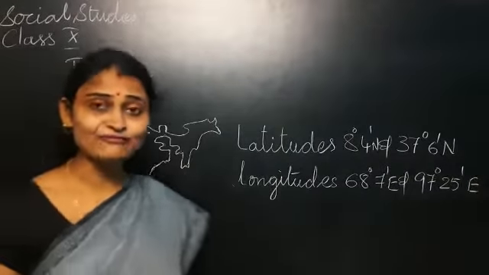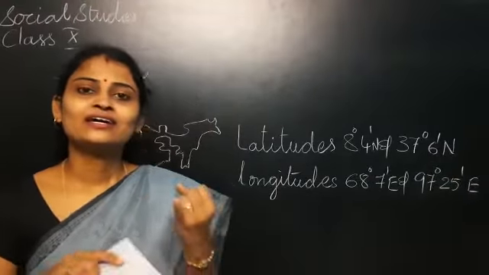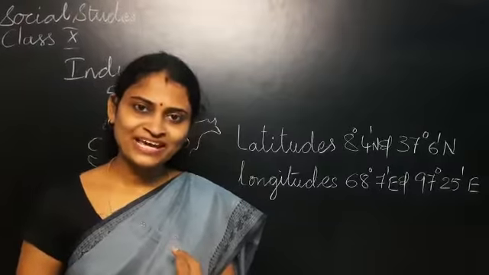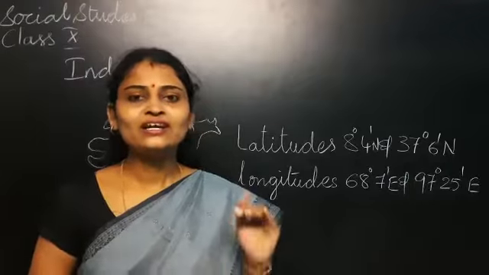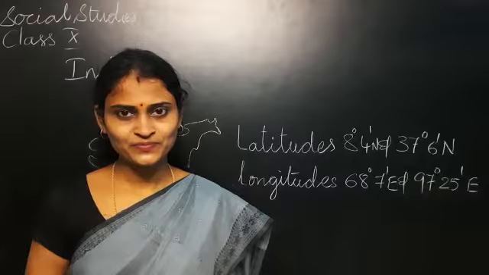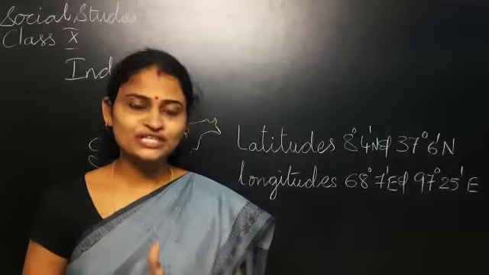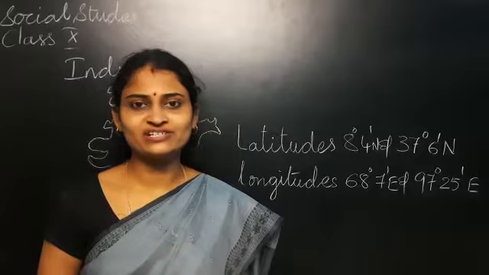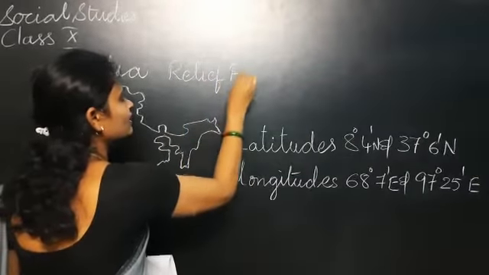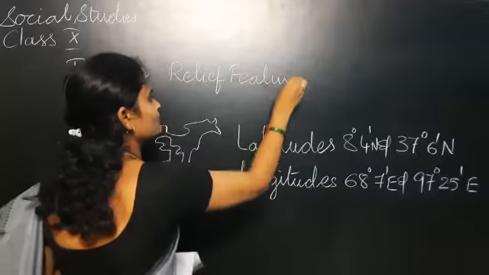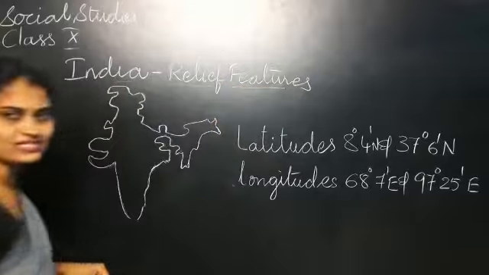Do you know the different landforms of an earth surface? Yes. What are they? Mountains, plateaus, plains, rivers, deserts, islands. These are some of the landforms of an earth surface. And these landforms are also known as relief features or physical features. First chapter is about India relief features.